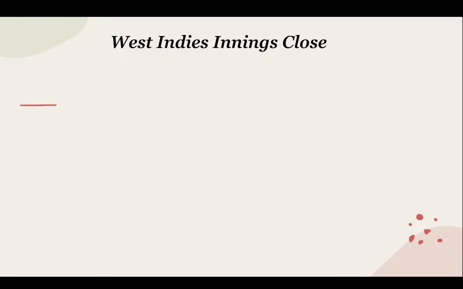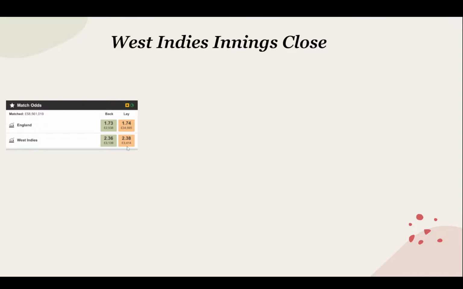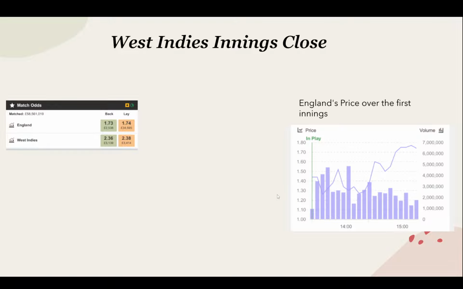We go on to the West Indies innings close. So looking at this one, at the end of the innings, England was still favourites, and you can see there's 58 million matched in this market at half time. England is still favourites at 1.73, West Indies 2.36. But the interesting thing of this is the England price over the first innings. So West Indies actually scored 200.